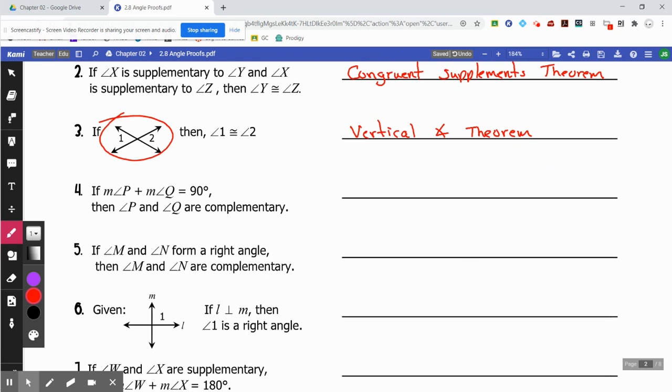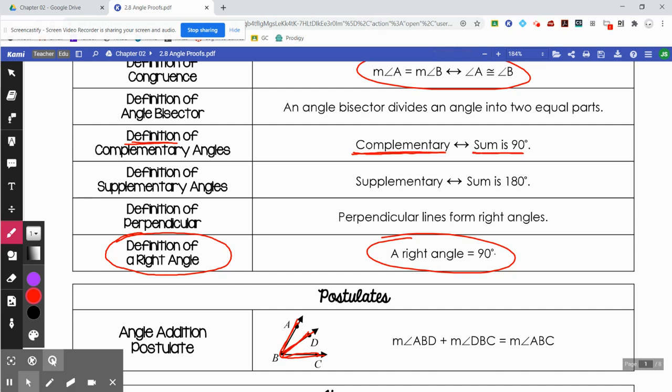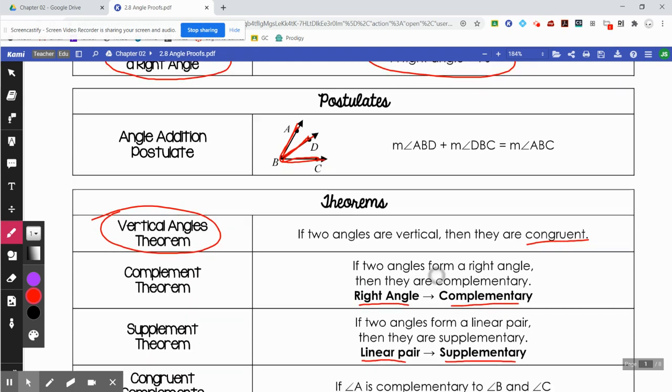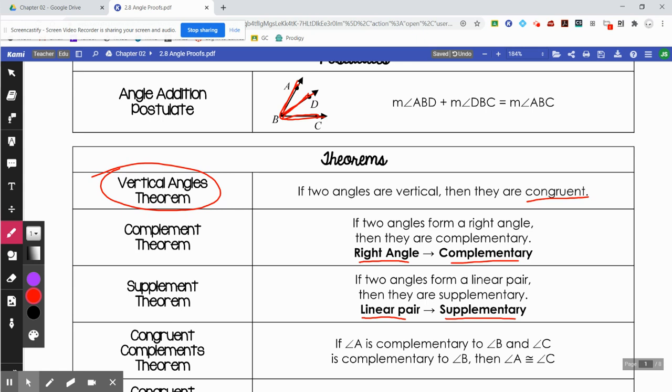If the measure of angle P plus the measure of angle Q is 90, then that means that they are complementary. And you've got to be careful with this one. Right here it is. If the sum is 90, that means it's complementary. If it's complementary, it means the sum is 90. Again, that's a biconditional statement. That is not the complement theorem. The complement theorem says if two angles form a right angle, then they are complementary.